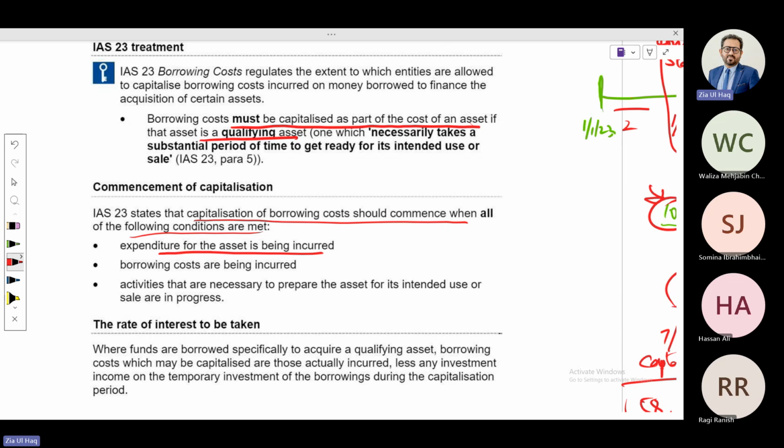So when should the borrowing cost be capitalized? If the loan amount is used in asset construction and borrowing costs are being incurred, meaning the business needs to pay the interest, and activities that are necessary to prepare the asset for its intended use or sale are in progress, and the business is using that asset.